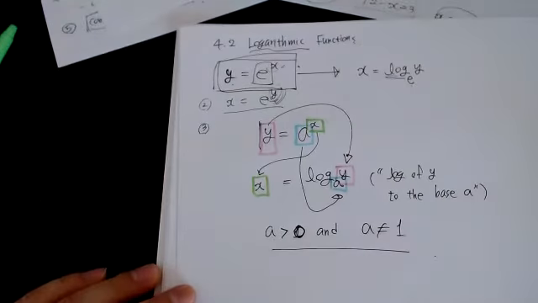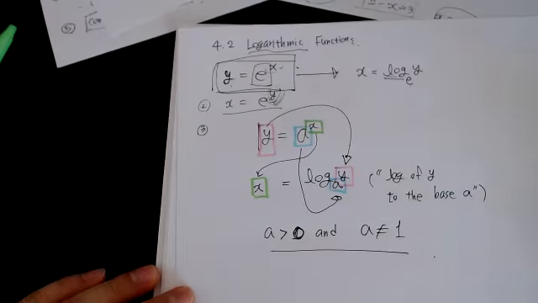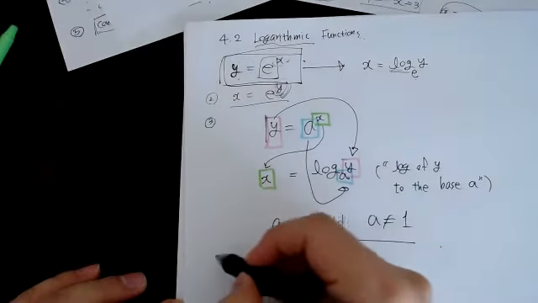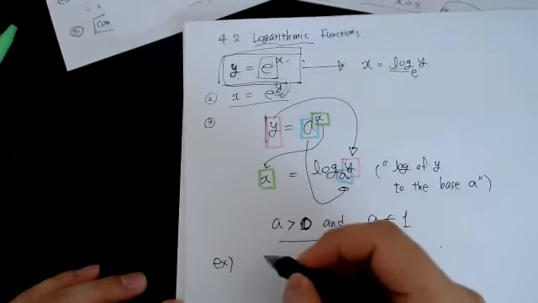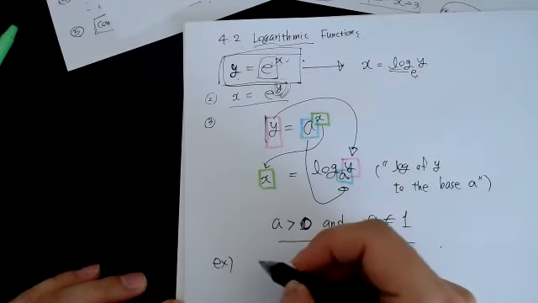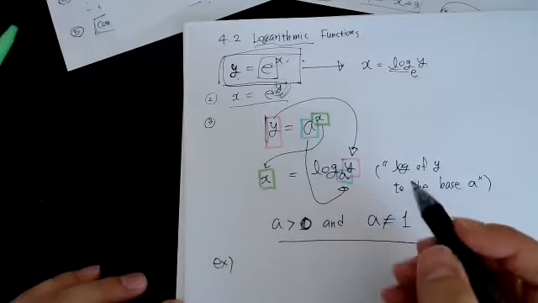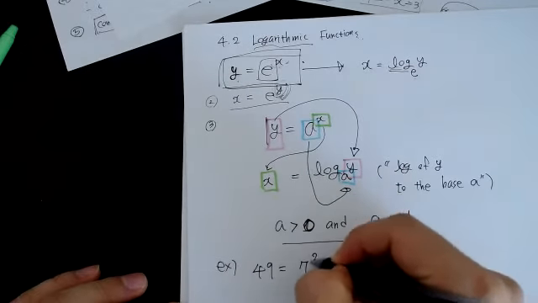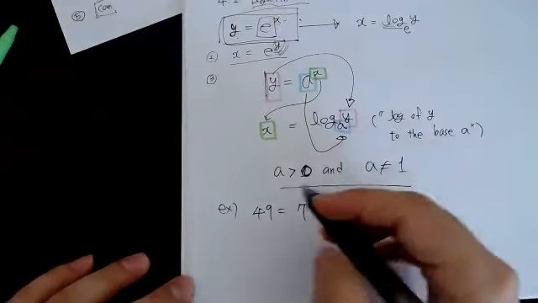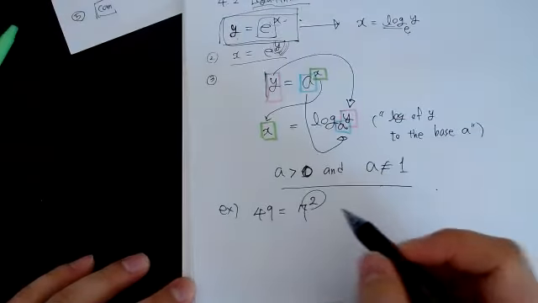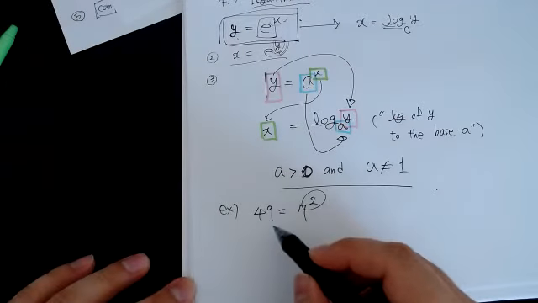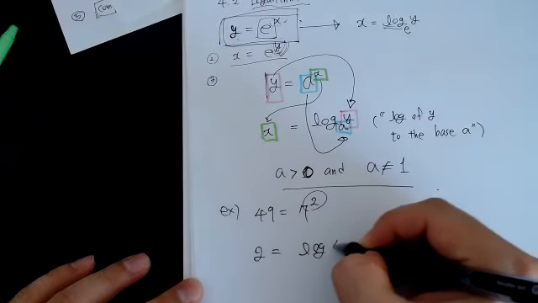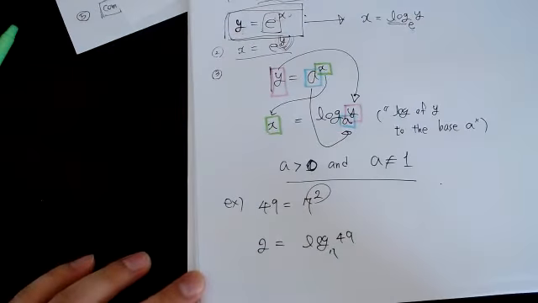Okay, and this is the example. I know this is a little bit complicated, right? This is a more specific example. Think about this. 49 is equal to 7 squared, right? So here we could express the exponent 2 in terms of 7 and 49 using the log symbol. So 2 is equal to log of 49 to the base 7.